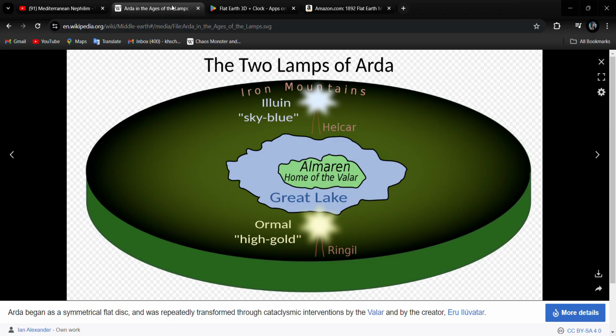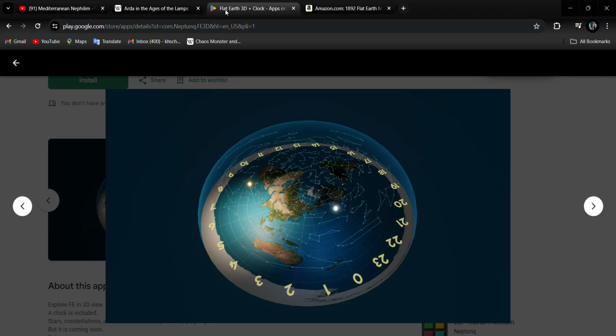is the setting, and it's a human inhabited world that is the central continent of the earth. It's also called Arda. So here you see a depiction of it titled The Two Lamps of Arda. So the two lamps of earth, and it's a disc, and it has two lamps, the moon and the sun. In this depiction are the lamps. So in Genesis 1:16, God made two great lights, the larger one to govern the day, and the smaller one to govern the night. He also made the stars.